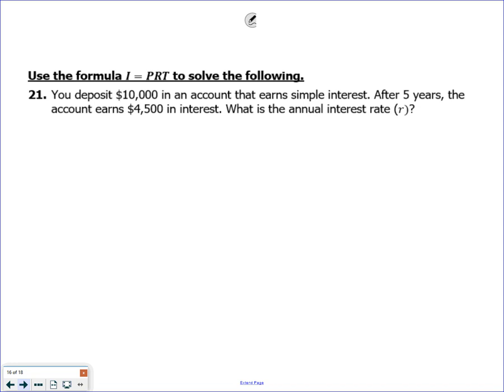You deposit $10,000 in the bank. That is your P. An account that earns simple interest. After 5 years, that's your T. And it says the amount you earn is $4,500. All right. I like to break this down into 2 steps. Some people would divide by both values. Some people would multiply these two together. Doesn't make any difference as far as that's concerned. So if you did this, that's okay.